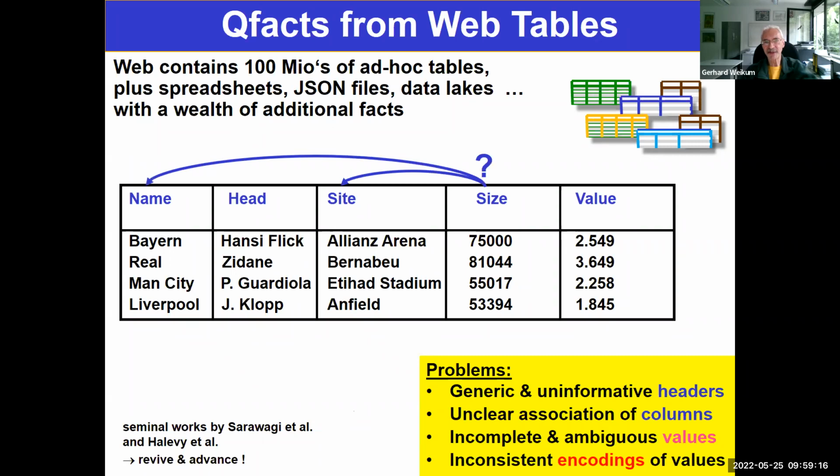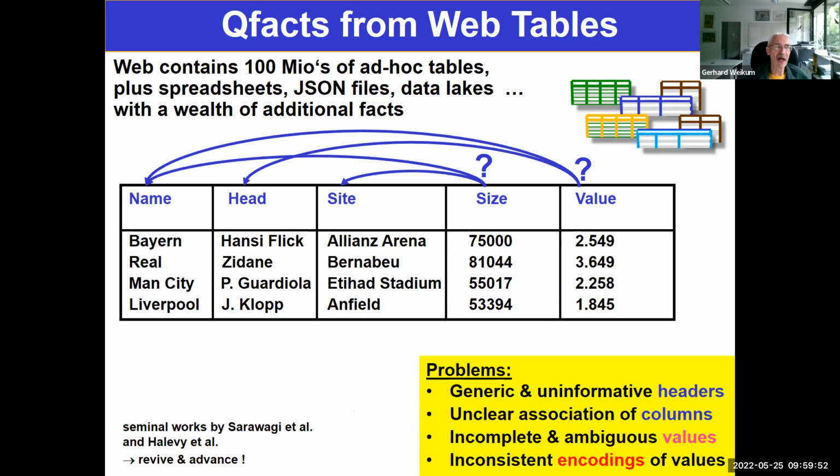And these generic headers raise a second issue. It's often unclear which quantity column refers to which entity column. Is size a property of site, the stadium, or a property of name, the football team? Of course, there are many easy tables with a single entity column and two quantity columns. These are fine, but we want to have richer coverage, so we need to bite the bullet and also deal with these more sophisticated tables. Here we have three different entity columns. Value could also refer to head or to name or even to site.